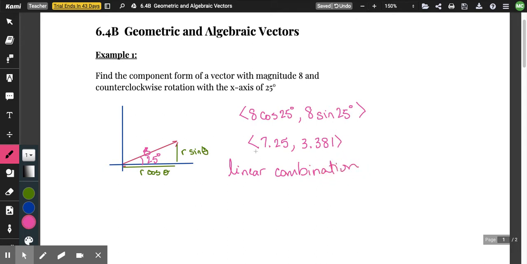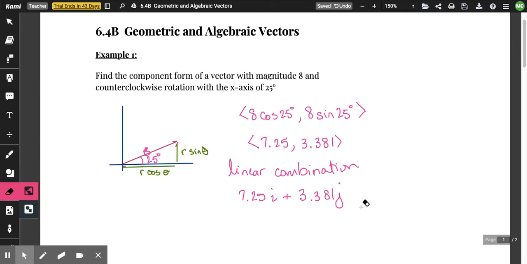For linear combination form, I would just take what I had for my horizontal component, 7.25i, and then plus the vertical component, 3.381j. That would be the same vector in linear combination form. That's a j. It didn't look like a j. There we go. Okay, so now you try the next couple of examples.